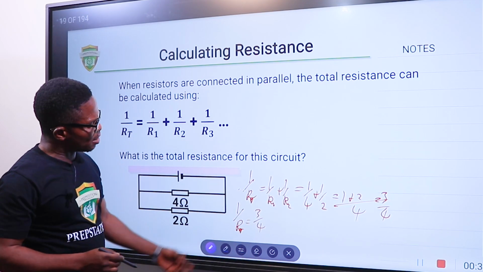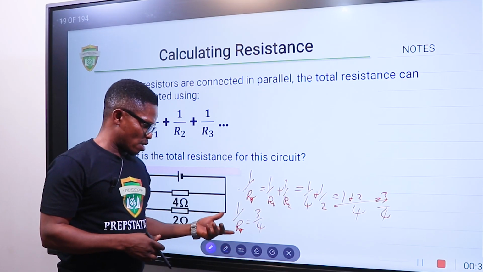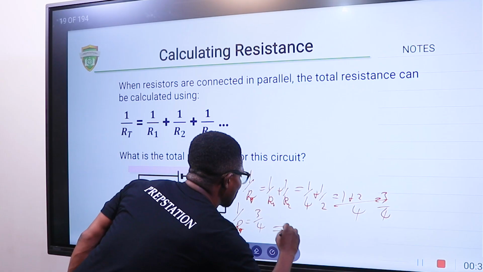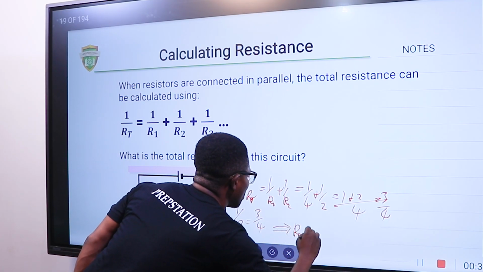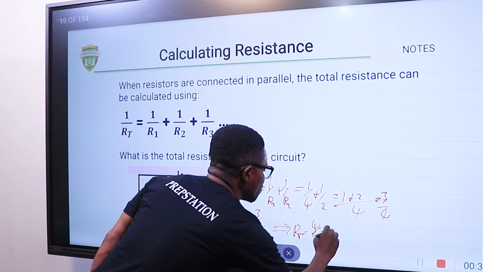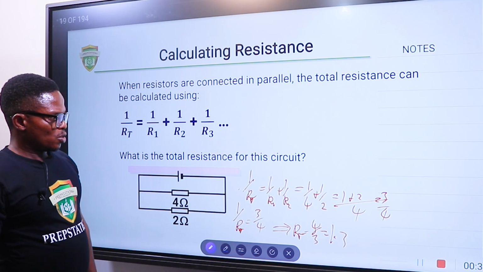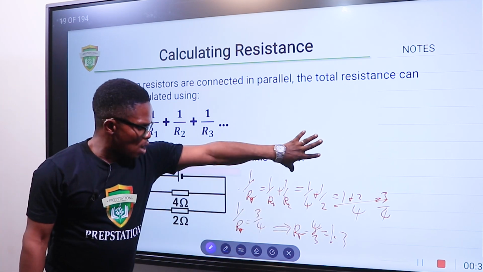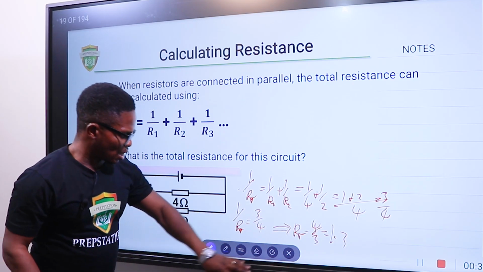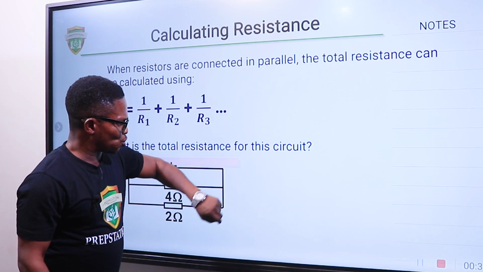Remember, our target is RT, not 1 over RT. So what will you do? Flip. Whatever you do to the left, do it to the right. So if you flip, then this implies that R total will be equal to 4 over 3. And then 4 over 3 equals what? That will be equal to 1.33333, as the case may be. So I just decided to do that to show you how that calculation was done. I want to believe that was clear enough. So let me continue with the slide.